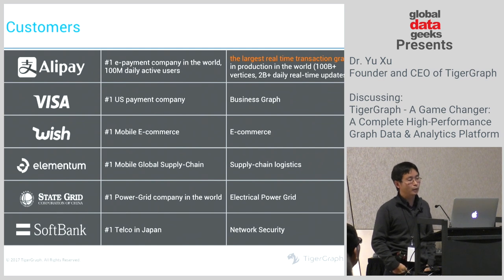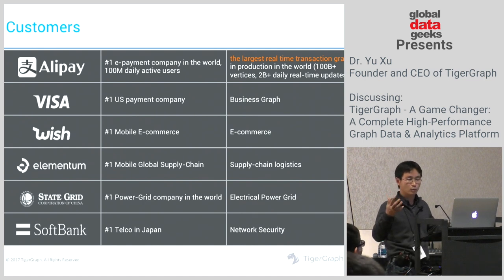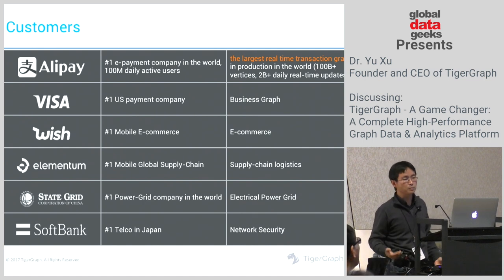Wish.com is the number one mobile e-commerce company. They are based in San Francisco. We power their e-commerce product graph. They have hundreds of millions of products on their platform. Every day they get quite a few million new products coming in.